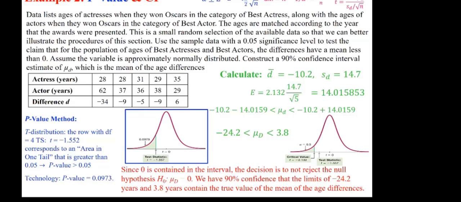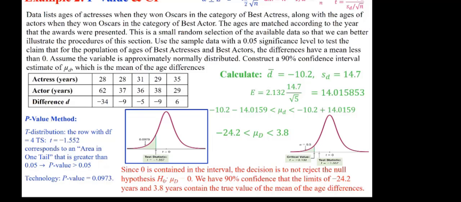By the way, of course, one thing you may notice: negative 24.2 in an absolute value sense is a lot larger than 3.8 in an absolute value sense. It is tending towards negative, but nevertheless, even if on the right you have only 0.1, 0 is still there. Okay, so according to this data, you cannot reject H0.